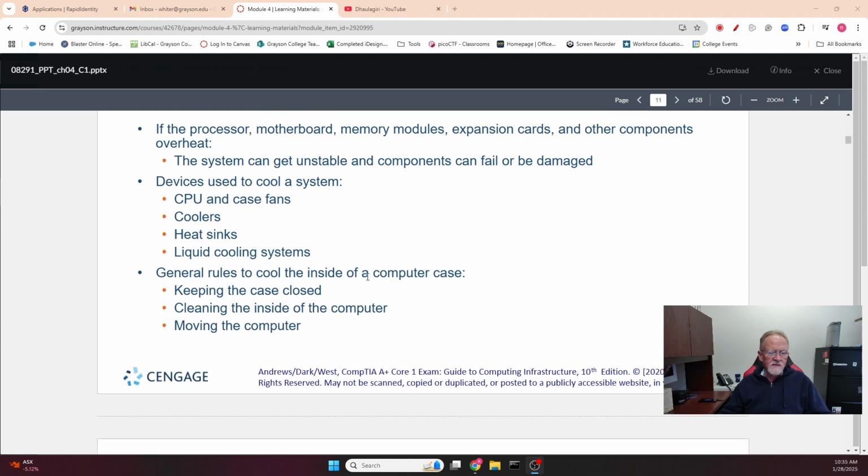Keeping cool inside the case, general rules: number 1, keep the case closed. Number 2, keep the dust bunnies cleaned out. And number 3, move it to a place where there's not a bunch of dust or carpet. If your computer is sitting on carpet, you need to move it off the carpet. You need to get it up off of the floor and up maybe onto a desk or somewhere with a little more controlled environment where you don't have so much dust, because dust equals heat and heat equals kill your computer.